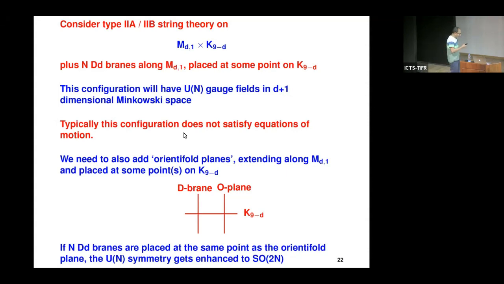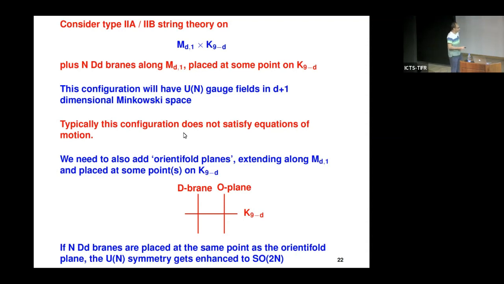Now it turns out that if we just place D-branes, typically this configuration does not satisfy the equations of motion, because D-branes carry some charge and the charge has to be cancelled. And this can be done by adding what is known as orientifold planes, which are also extended objects, and they are able to cancel the D-brane charge and provide solutions to the equations of motion. So the orientifold planes should also extend along the d plus 1 dimensional Minkowski spacetime, and be placed at some points on this compact space. So here I have denoted pictorially an orientifold plane placed on the compact space.